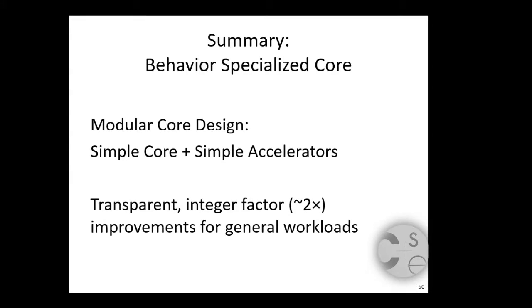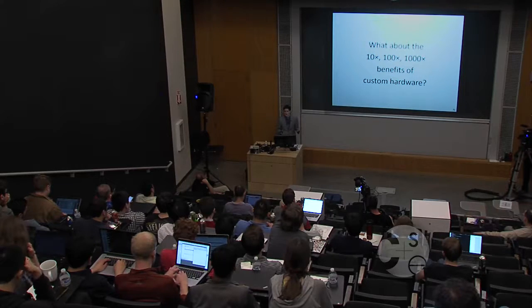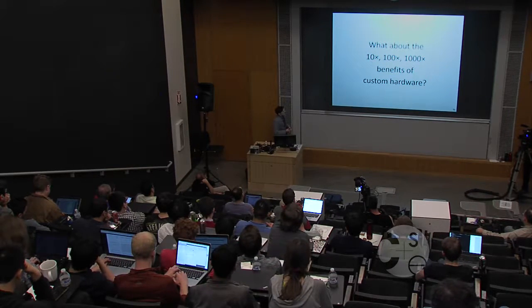So to summarize here, this is just a different way to build a general-purpose core design out of a simple core and out of simple accelerators. And what I'm showing here are transparent integer factor improvements for general-purpose workloads. Now, you may be wondering, well, people have proposed specialized hardware circuits that get 10x, 100x, or 1,000x benefits. How do we get those degree of benefits with behavior specialization? And the secret here is actually that the workloads are different.